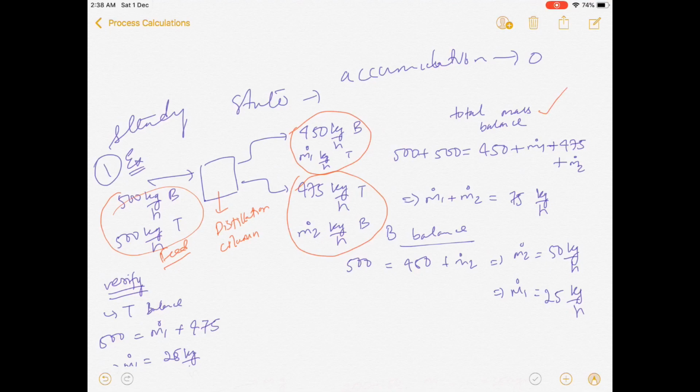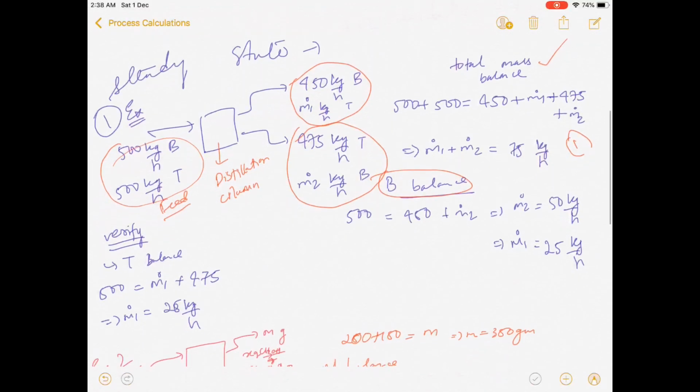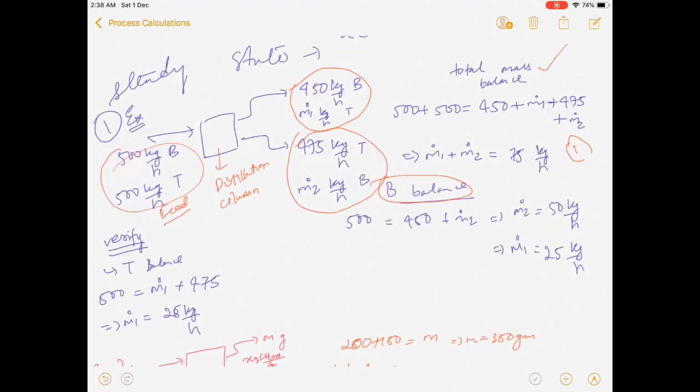And we'll first apply the total mass balance. This should be the equation: input equals output. As you can see, this would reduce to this equation. This is the first equation, and we'll again apply a balance over one of the substances. I have applied the balance for benzene, like input equals output, as simple as that.